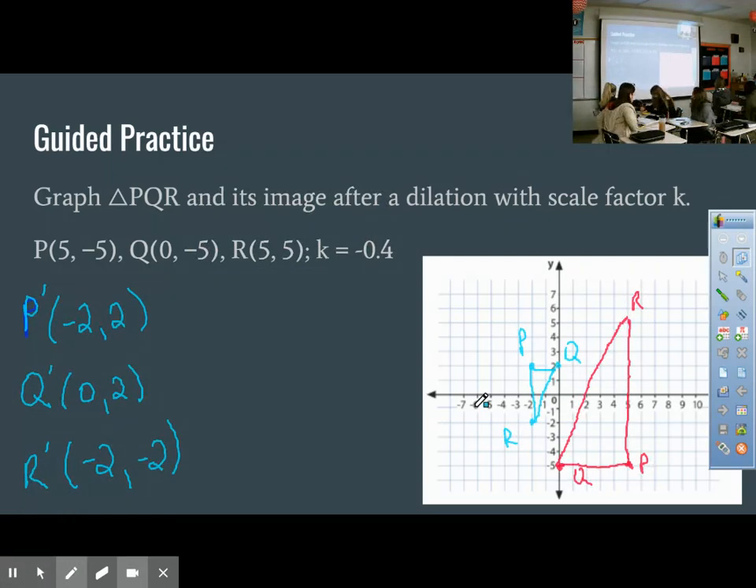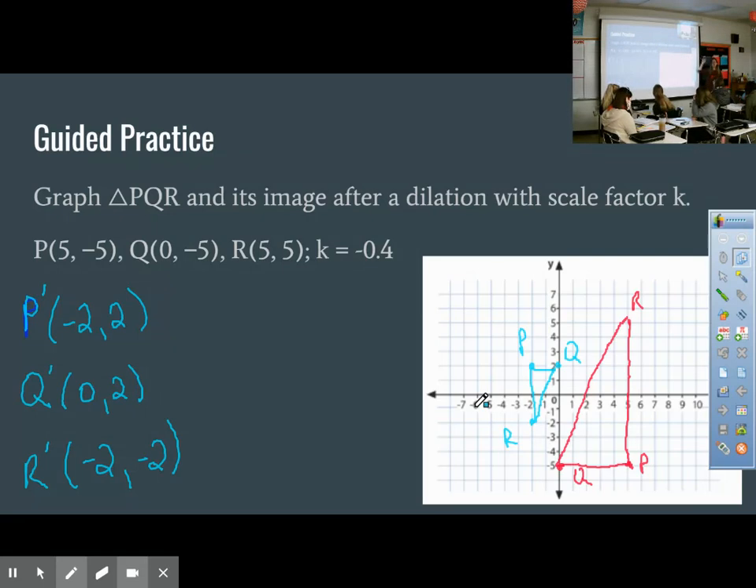All right, if I can have your attention, please. For P prime, I got -2, 2. Q prime, I got 0, 2. And R prime, I got -2, -2. Is that the same thing you got? And then over here, I graphed it. So the 0.4, was that an enlargement or a reduction? It was a reduction. What did that negative do to it? Yeah, I rotated it, flipped it, so it was pretty much going this way, and now it's going that way, depending on how you look at it.